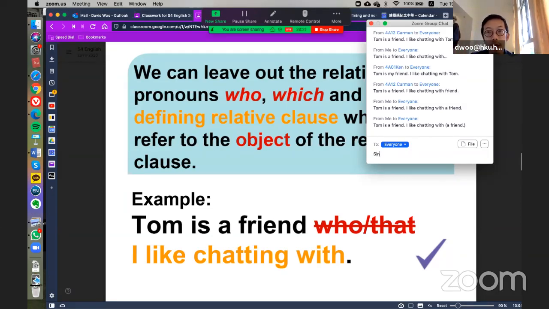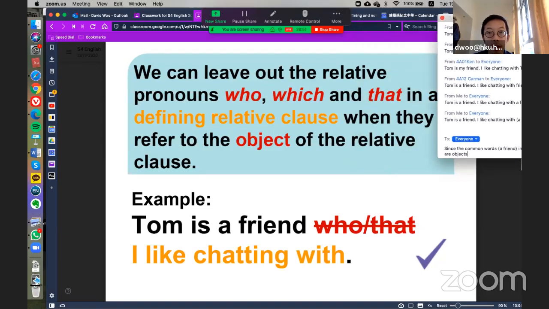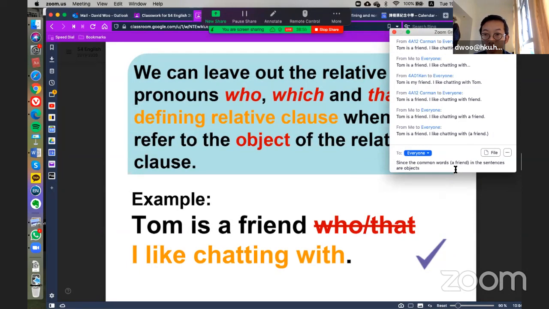I'll try to type it out. Since the common words, a friend, in the sentences are objects, are an object in the relative clause, we can omit the relative.